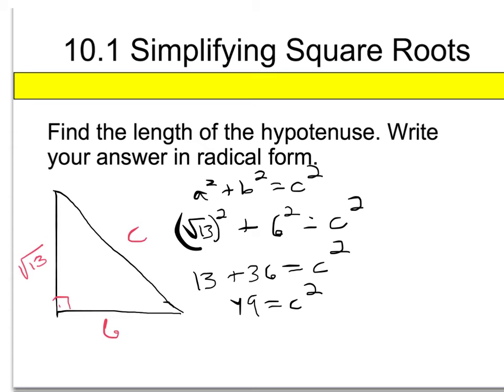How do you undo the square symbol? You find the square root, yep. So what does c have to be? C has to be 7, okay? And I want to go quickly, just go back up here.